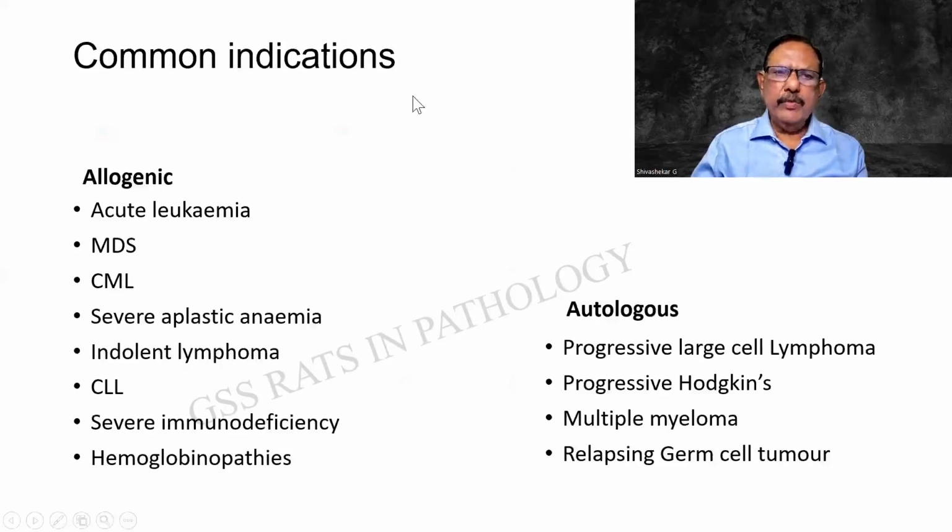The common indications for the stem cell transplantation can be allogenic, and these are the disorders you people know: acute leukemia, myelodysplastic, chronic myeloid leukemia, severe aplastic anemia, lymphoma, CLL, immunodeficiency, and hemoglobinopathies. And on the other hand, I find autologous, which can be progressive large cell lymphoma or the Hodgkin's lymphoma, multiple myeloma, and a relapsing germ cell tumor, which surprisingly has found its place in this, and it is there in any table that you can refer to.